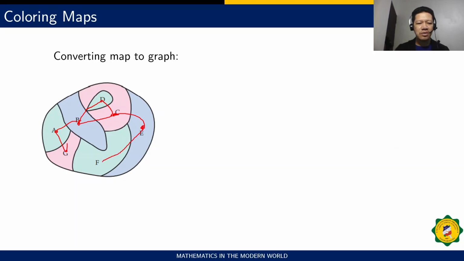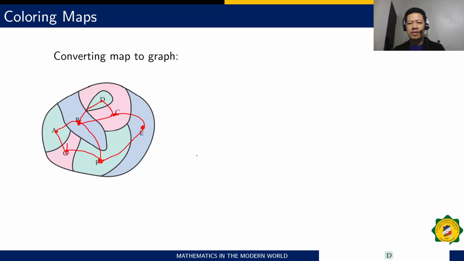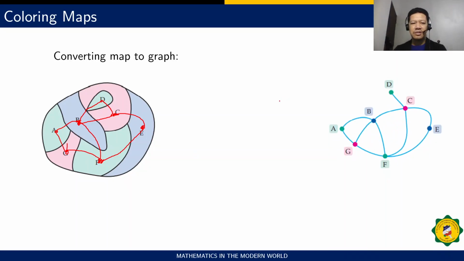E has a boundary with F, and F has a boundary with G, and it also has a boundary with B. So that's actually the converted graph of this map. Okay, so you have it there.